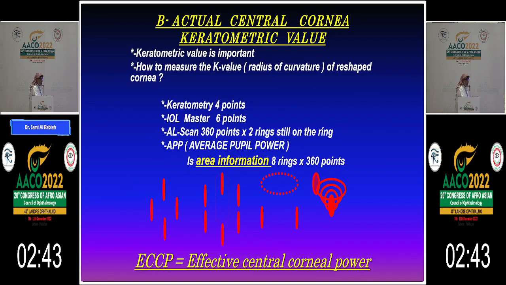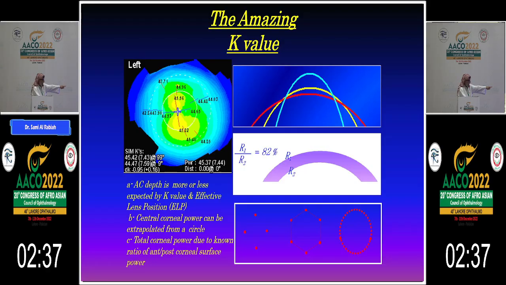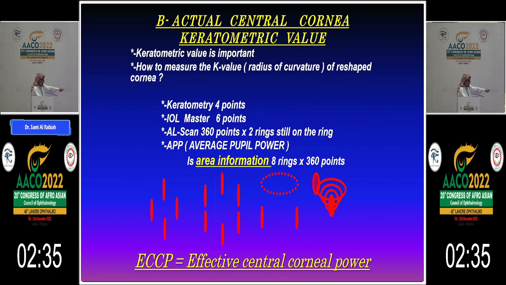Now this is the machines we are using. These are drops, by the way. Look at these drops there. So the machine, all our machines, they don't take in the center. They take all around. Whether you have the keratometry, or the IOL master has 6 points, the keratometry 4 points, A-scan 360 points, but still 1 or 2 rings all around.